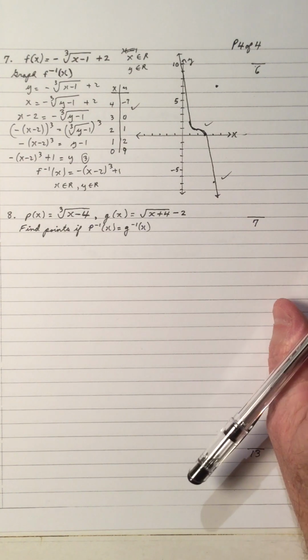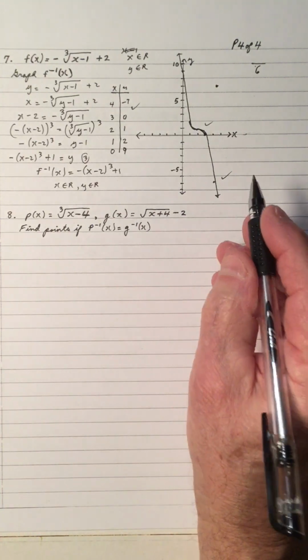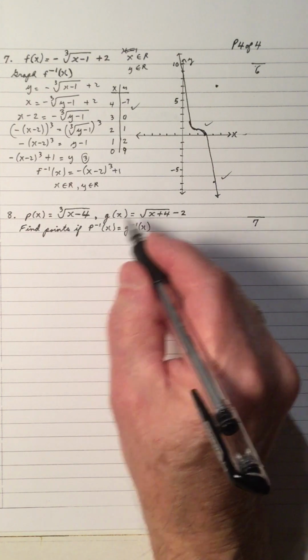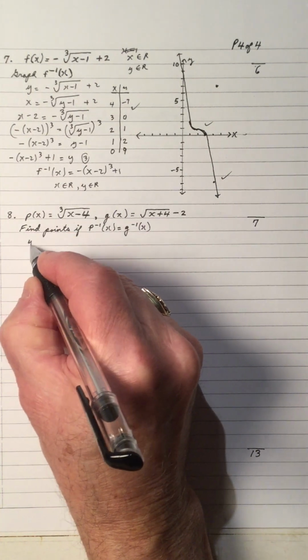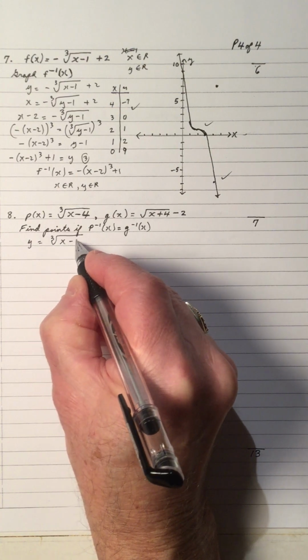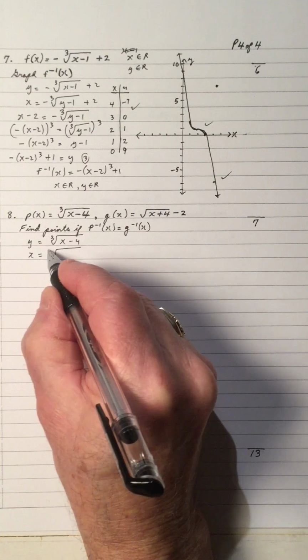And let's have a look at number 8. The P of X is a cube root, and the G of X is a square root, and we want to find the points of intersection of their inverses. So we'll let P of X be a Y, and we'll switch the X's and Y's.